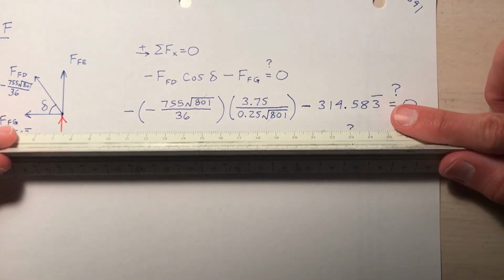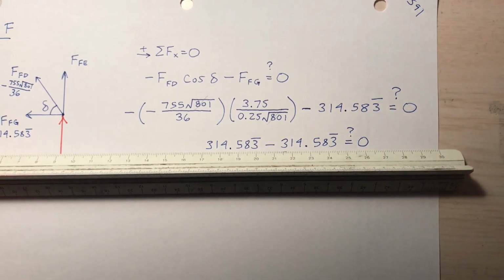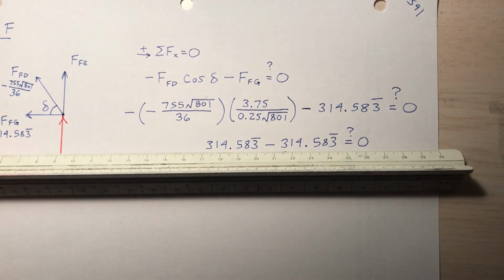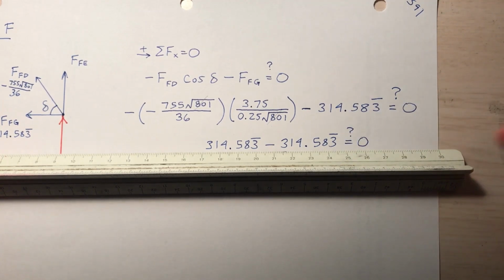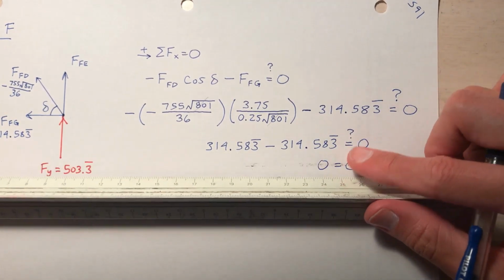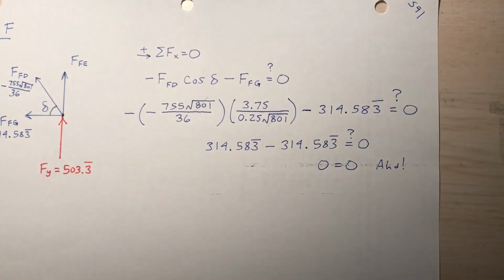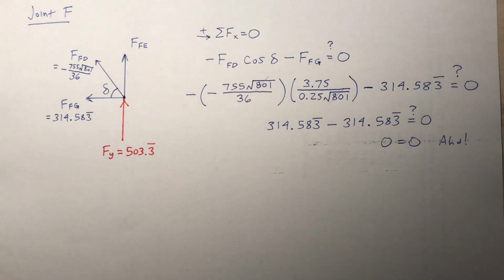Okay, and then take it down to the next line. Okay, so this part becomes the 314.583, where the 3 repeats. This number is this number. So obviously, the left-hand side of the equation is 0. The right-hand side is 0. So I say, aha. It's verified in the x direction that this joint F is in equilibrium.